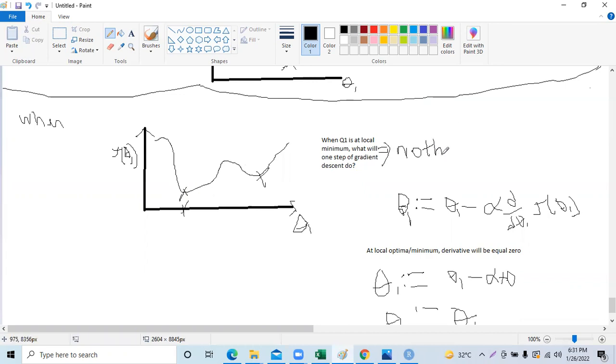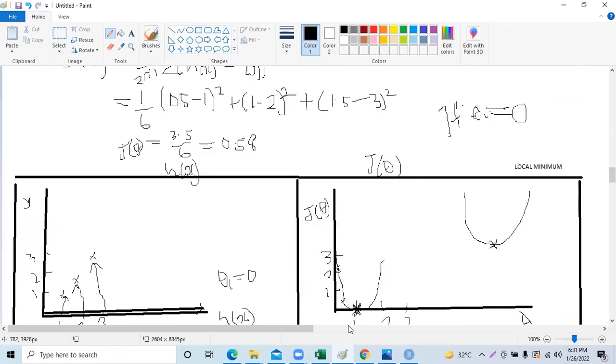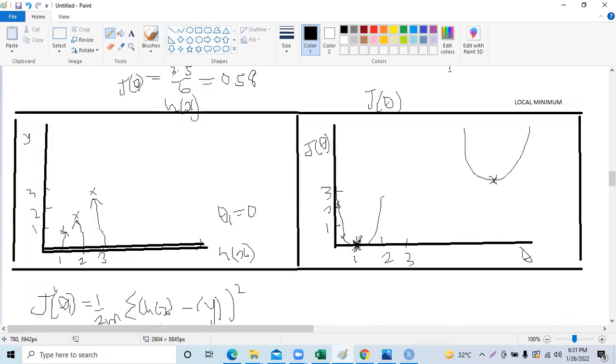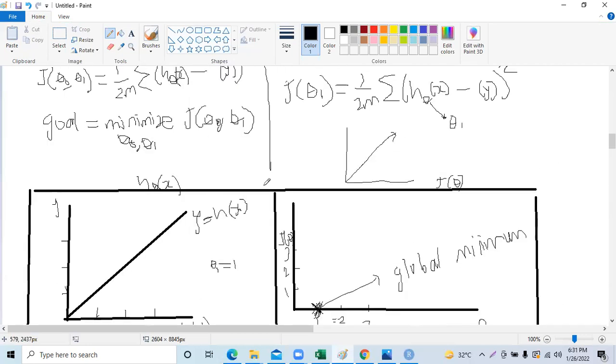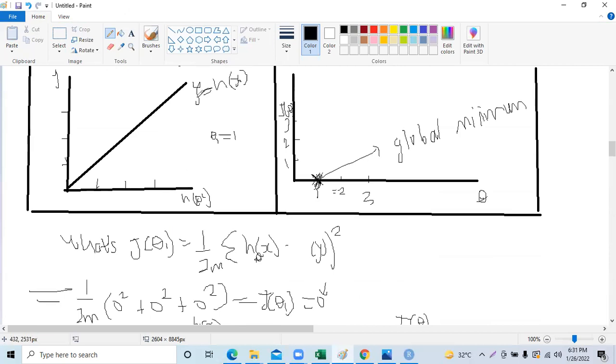Nothing happens, which is our dream, which is where we want to get to. This point is our global minimum, or local minimum. This is the point where h of x equals y, where our predicted price equals the price that we have in real life.